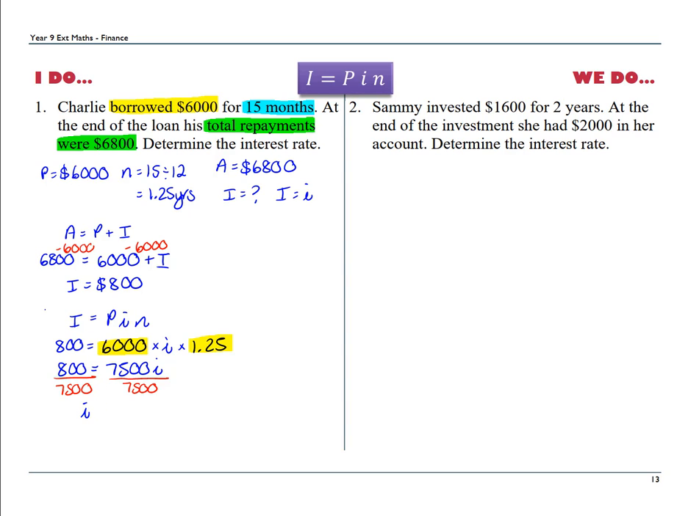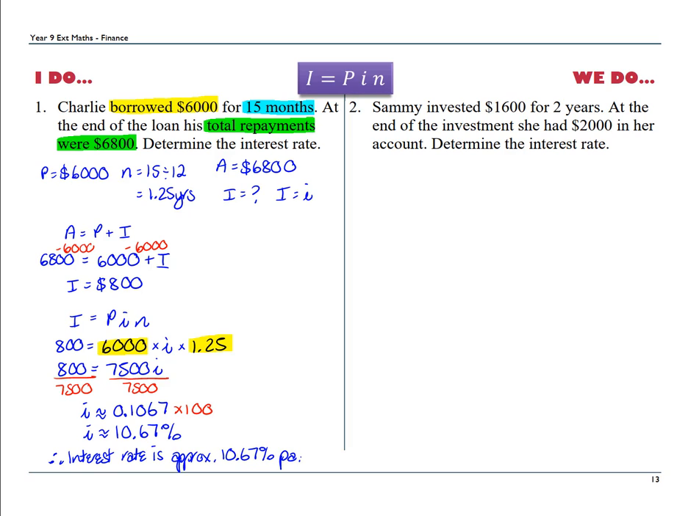So 800 divided by 7,500 is approximately 0.1067. Now we need to multiply that by 100 to get it as a percentage. So I is approximately 10.67%. So therefore, interest rate is approximately 10.67%. And you should put PA for per annum.